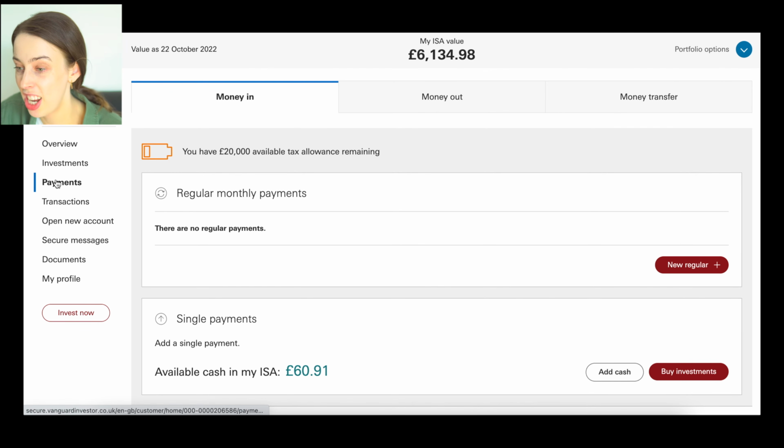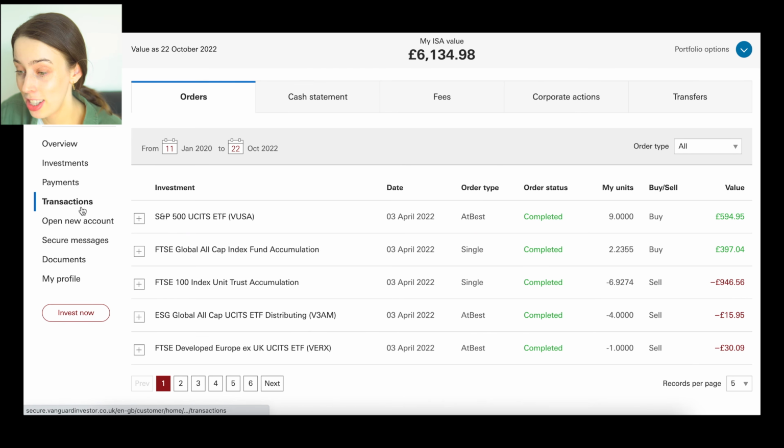The payment section here just shows information about any money coming into the account, any money going out of the account, if you have any regular monthly payments set up. For me, it doesn't look very informative here just because I'm not actively using this account. In the transactions section, you see every transaction that you've made within your account.